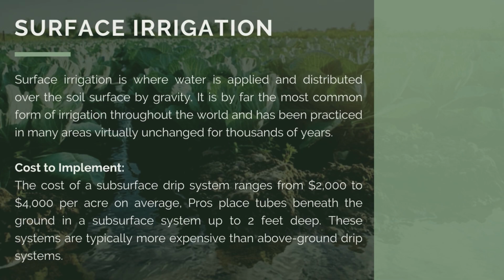Surface irrigation is where water is applied and distributed over the soil surface by gravity. It is by far the most common form of irrigation throughout the world and has been practiced in many areas virtually unchanged for thousands of years. The cost of a subsurface drip system ranges from $2,000 to $4,000 per acre on average. Pros place tubes beneath the ground in a subsurface system up to 2 feet deep. These systems are typically more expensive than above-ground drip systems.